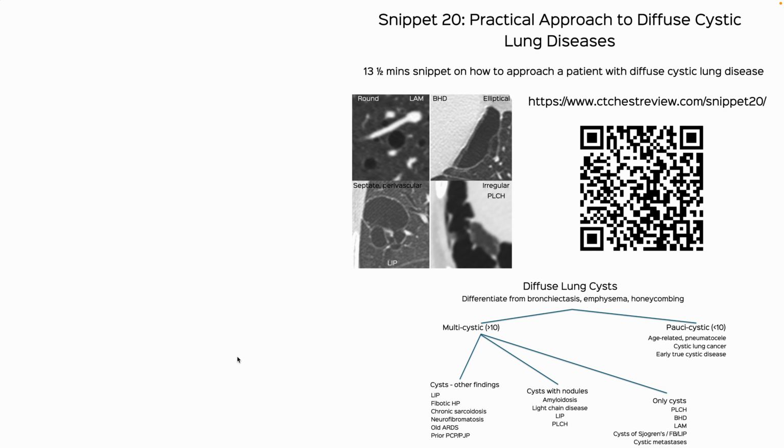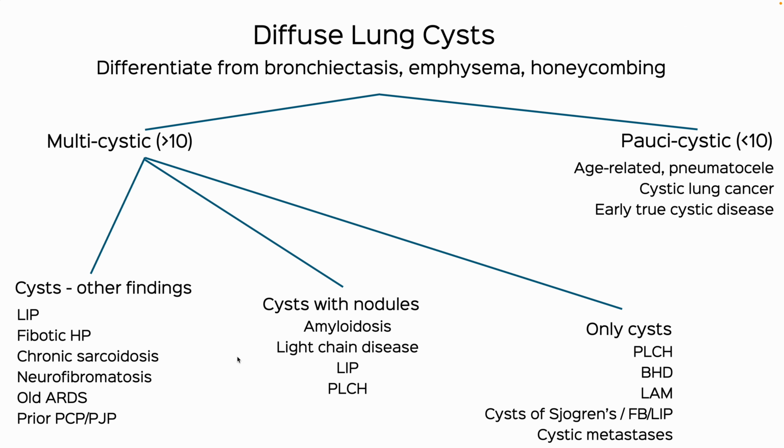Now, I've done the snippet 20, and the link should be on the top right, where I talked about a practical approach to diffuse cystic lung disease. And basically, that's the chart. If they are truly greater than 10 cysts, then you have only cysts, cysts with nodules, cysts with other findings.